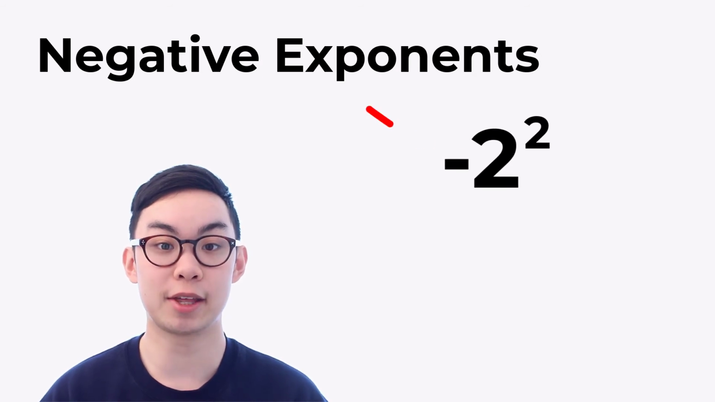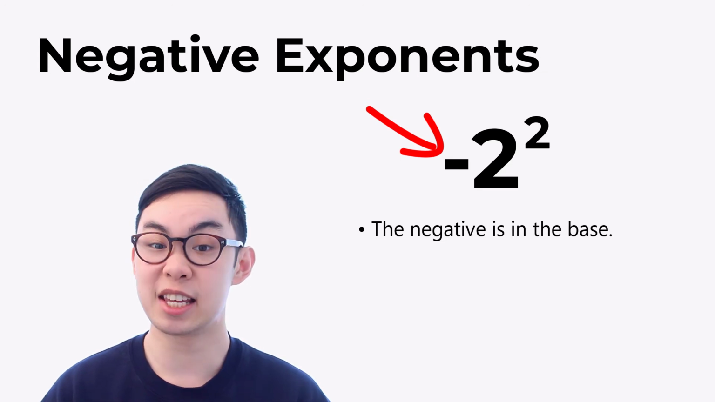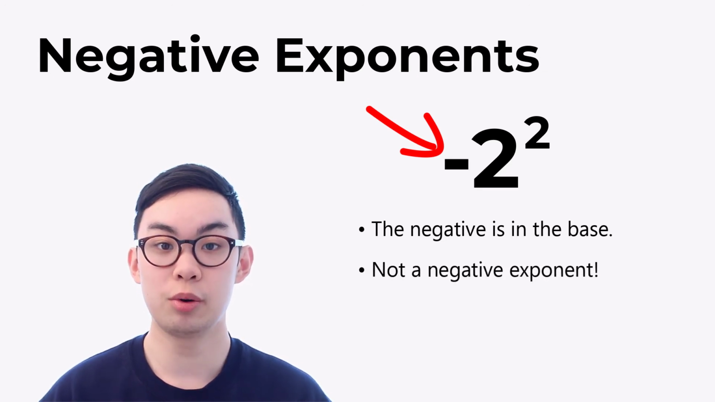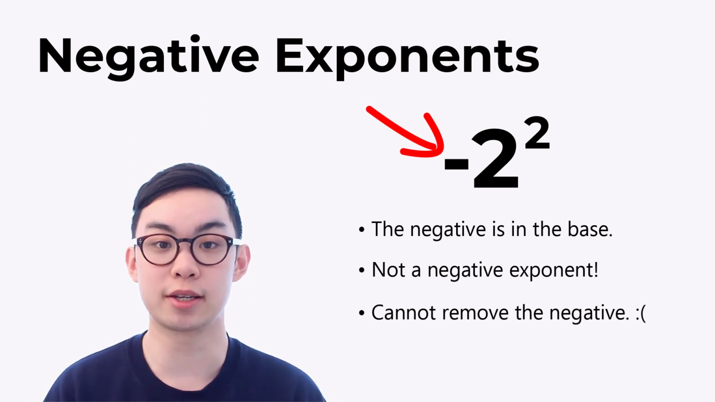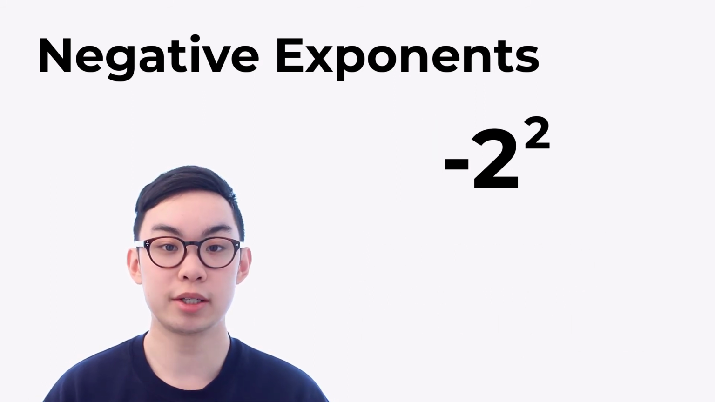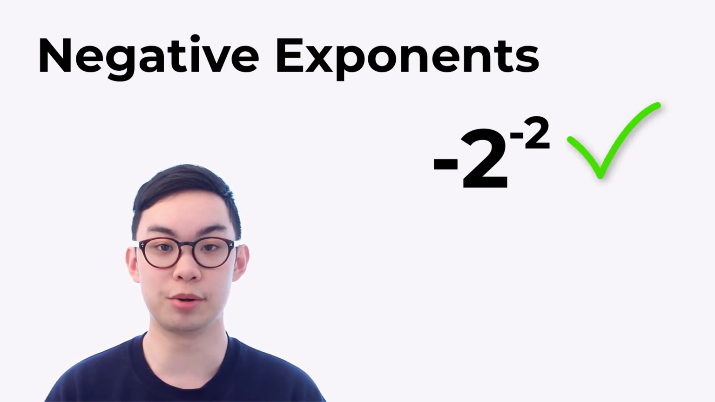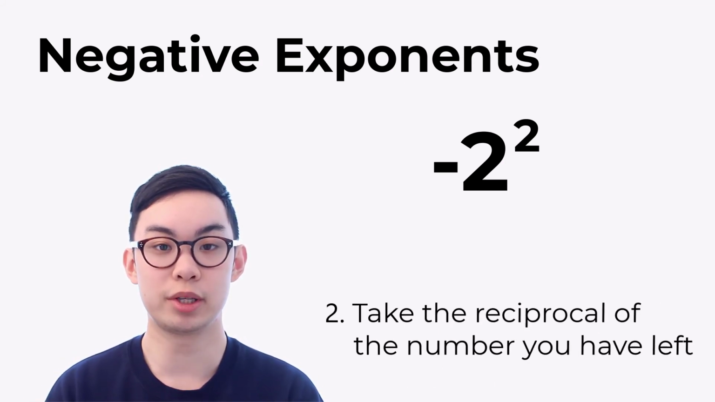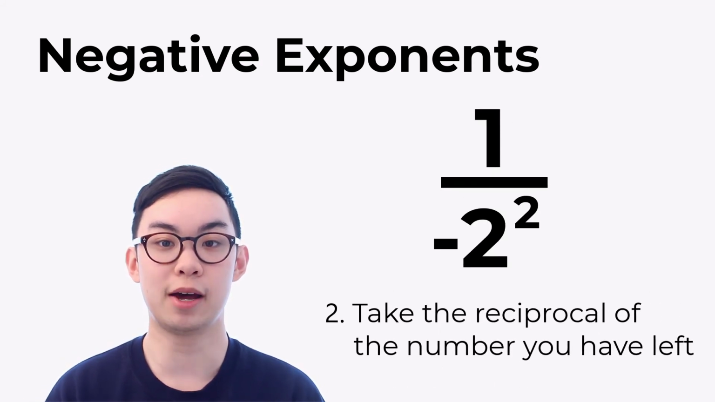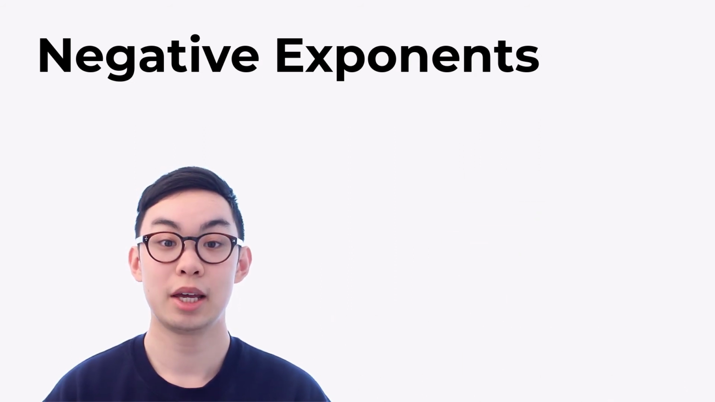Here, I have a negative that's not in the exponent. Here we say the negative's in the base, and this isn't a negative exponent. So, we won't be able to remove the negative as we were doing in our three-step process. However, if there was a negative in the exponent, we could do the three-step process as follows. First, we remove the negative, and then we take the reciprocal of the number we have left, and then we evaluate as necessary.